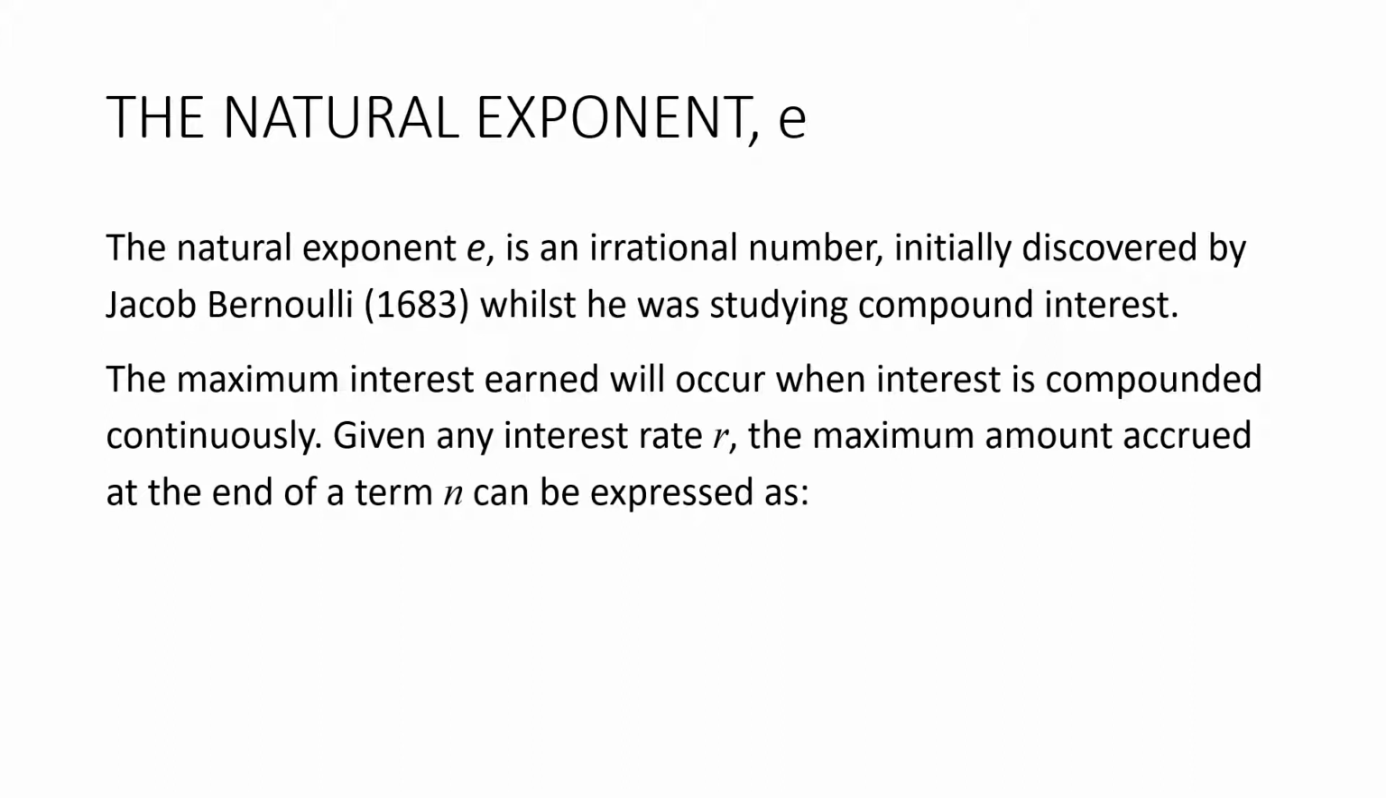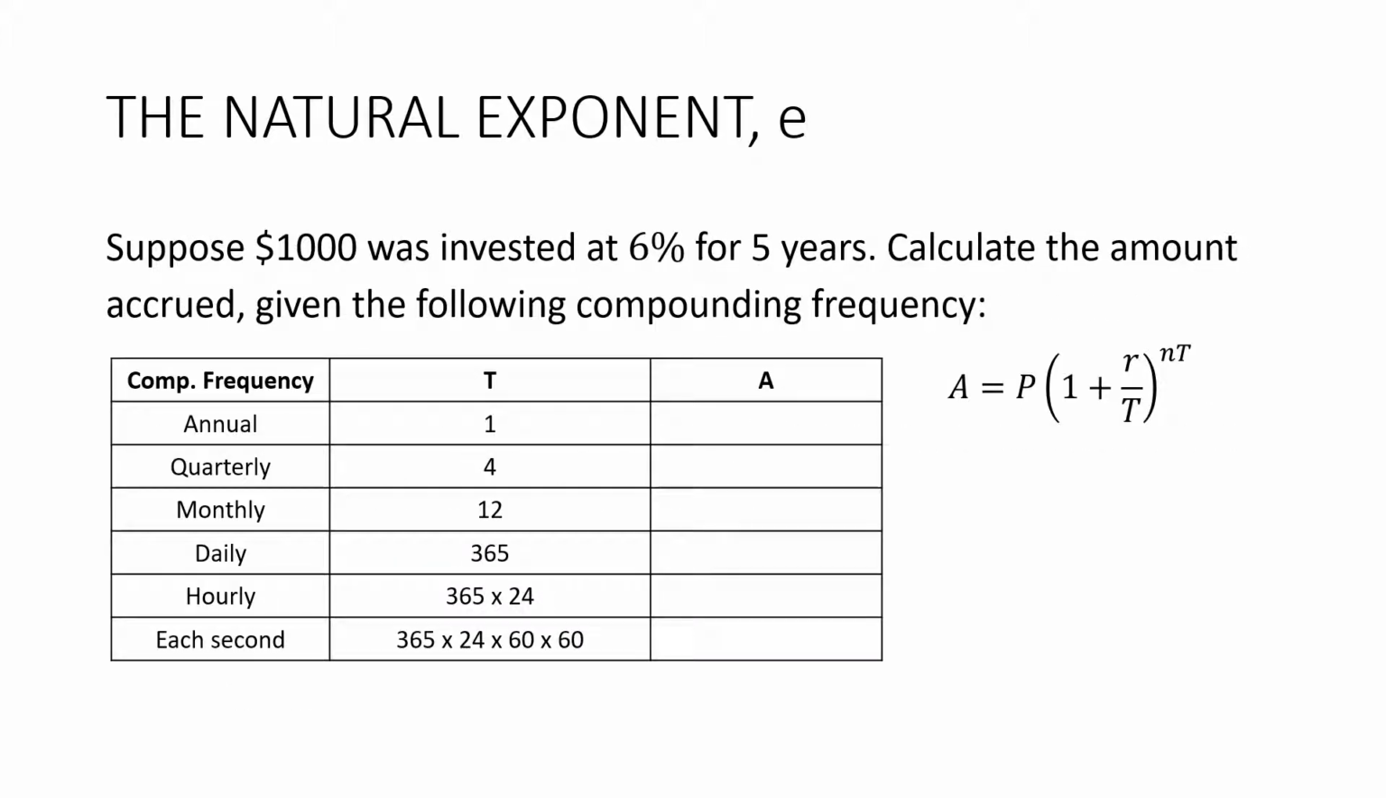Now here's where e comes into play. If we're given any interest rate r and a term n, then a maximum amount accrued at the end of that term can be expressed like this. So I've sort of taken the compound interest formula, P times 1 plus r to the power of n, and if we make it compound continuously, we start to get this number here. And this is e.